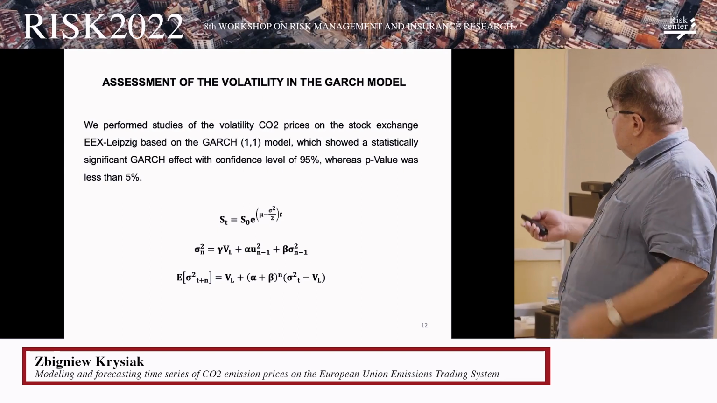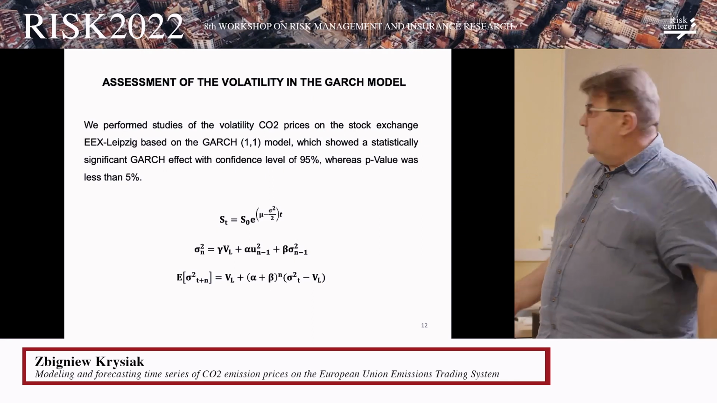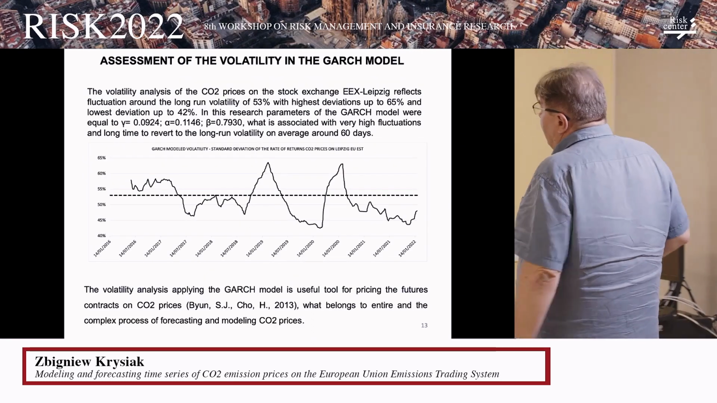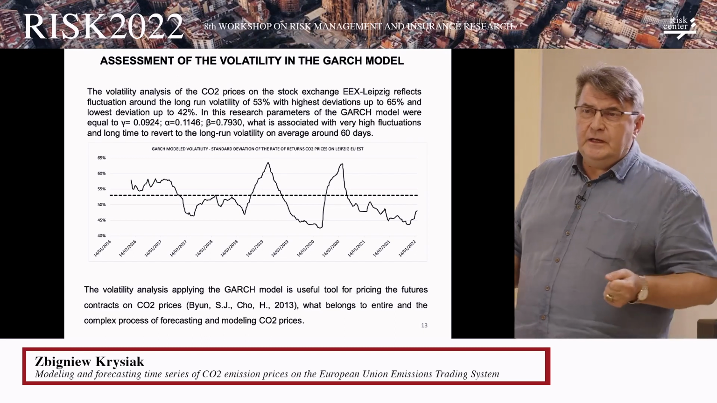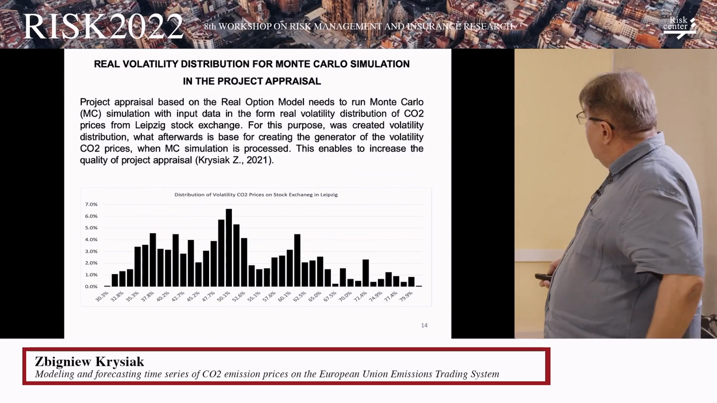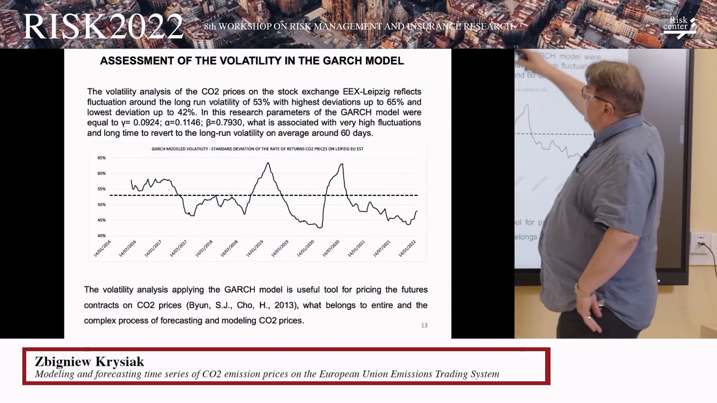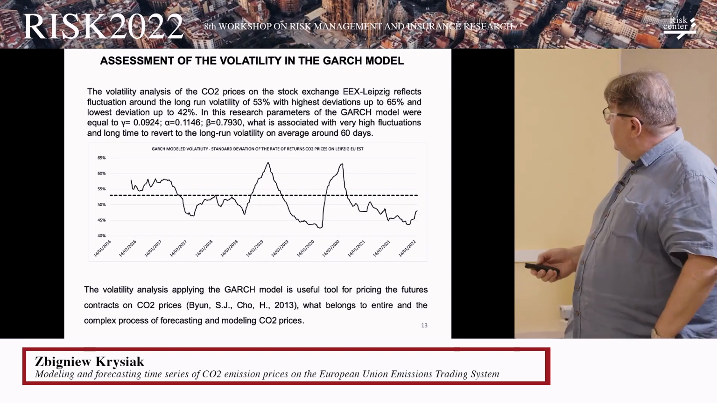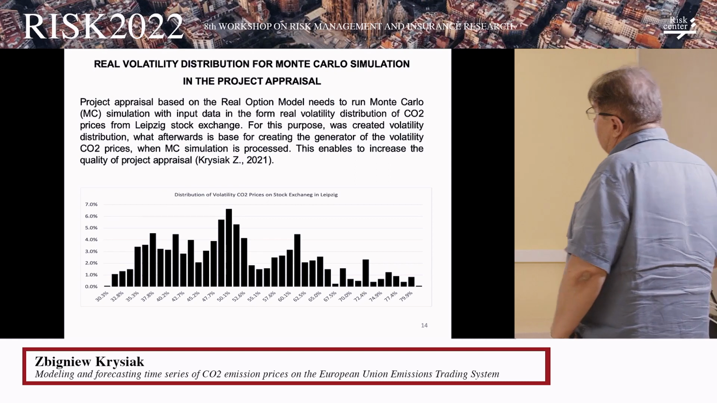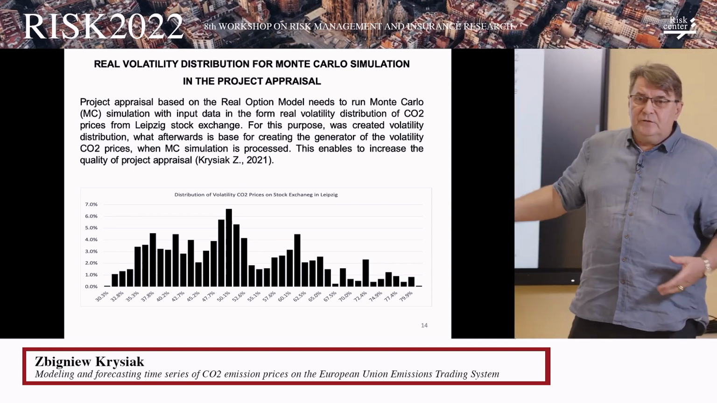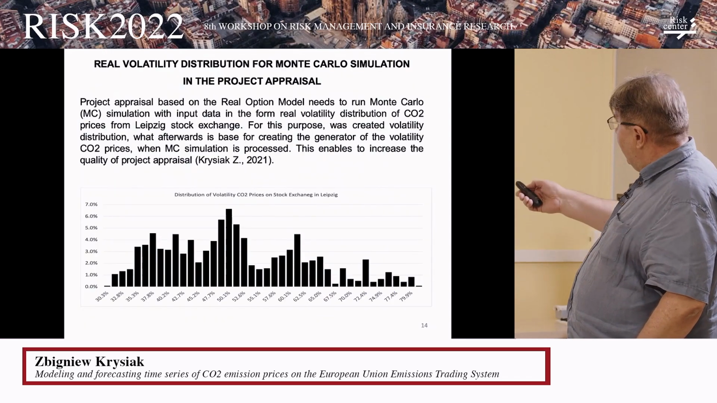So let's go ahead. We propose to use the GARCH model for getting an idea about the profile of the volatility, so that afterwards we use that as a template for the real distribution of the volatility as an input to the real option model. So this is a study with results based on the index in Leipzig of those CO2 prices. And based on that, there is a distribution of the volatility, which is a real distribution, right? So based on that, we create a generator, and this generator you use as an input for the real option model.